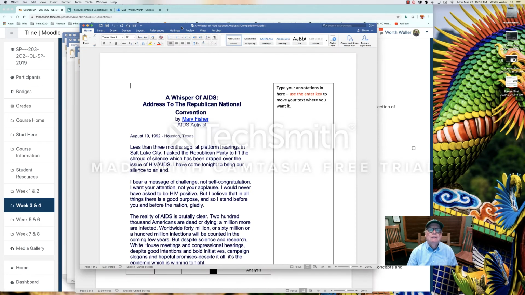Here it is. Okay, right there. Okay, so this is the speech that you're going to analyze. And you can't do this, all right, until you've done all the rest of the reading for this week. It's very, very important that you understand what I'm looking for. It's also important that you look at the rubric. It's also important that you look at the example that I give, not about this speech, but about a different one, all right?